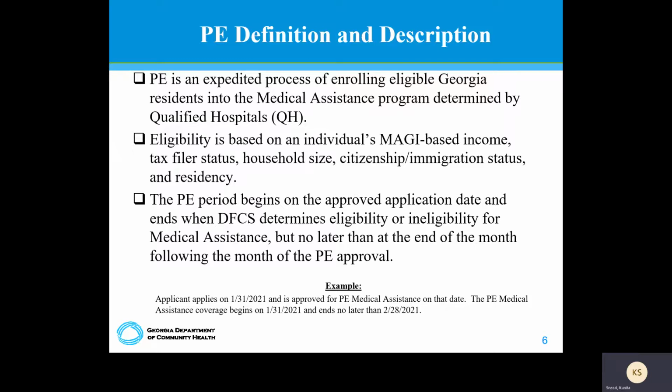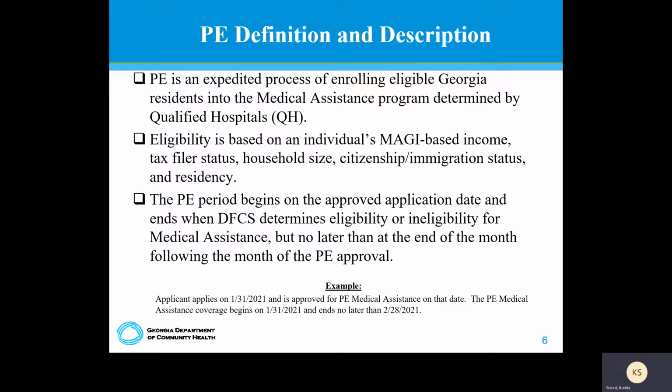So for an example, at the bottom of slide 6, if an applicant comes in and applies at your office on January 31st, 2021, and you approve that person, then their PE period would be January 31st, 2021 through February 28th, 2021. So it always starts on the date that they apply and get approved with you, and it ends the next month at the end of the month.